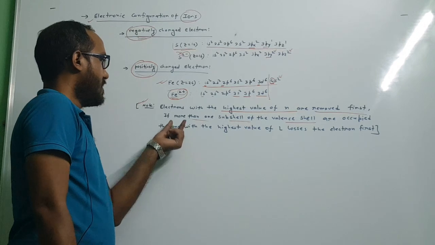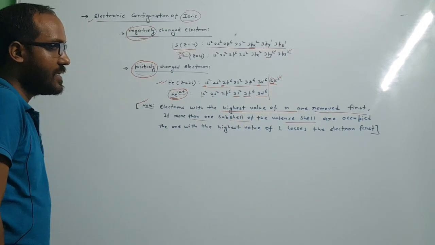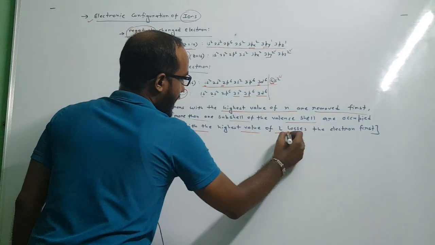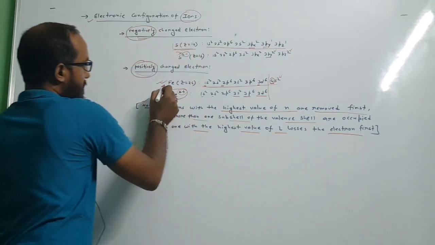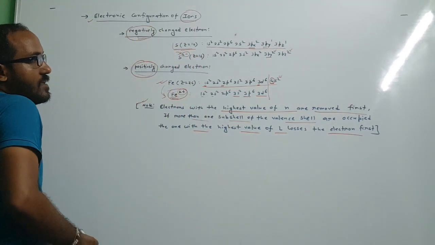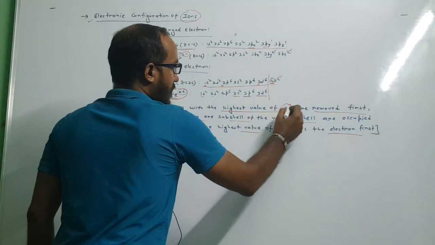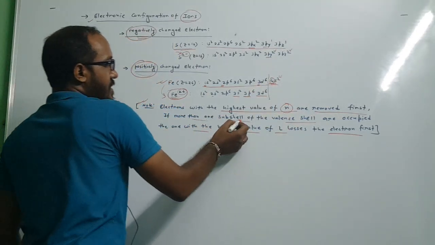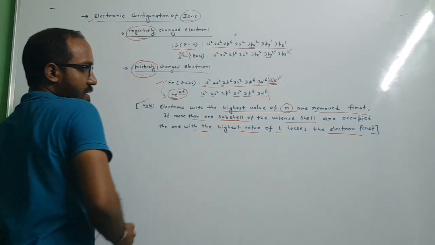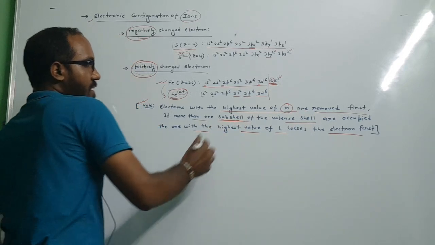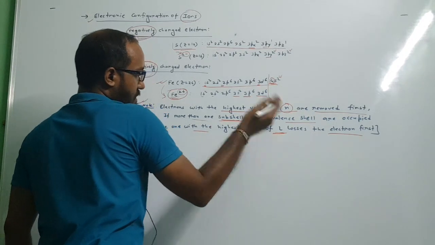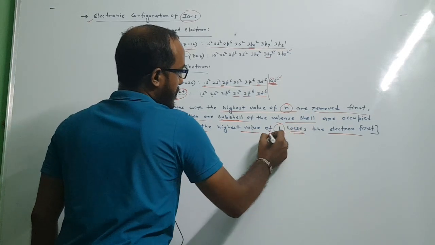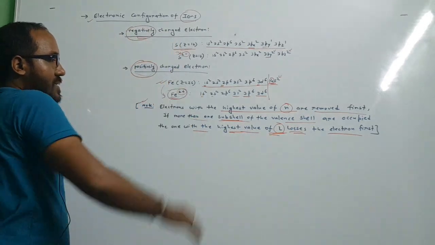If more than one subshell of the valence shell are occupied, the one with the highest value of L loses the electron first. See, in this iron configuration, we have removed the electron from the highest value of n. There are some scenarios where there will be some subshells. So in that case, the electrons will be removed where the value of L is highest. We will see some questions.